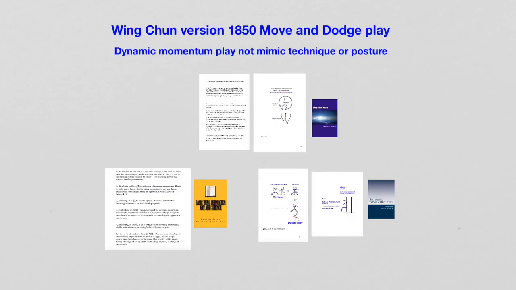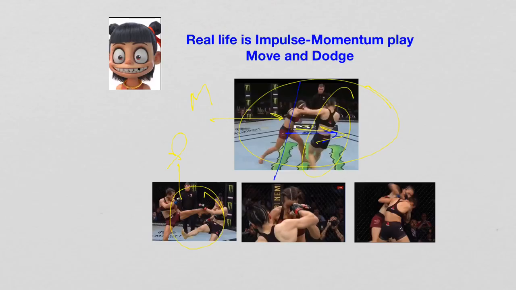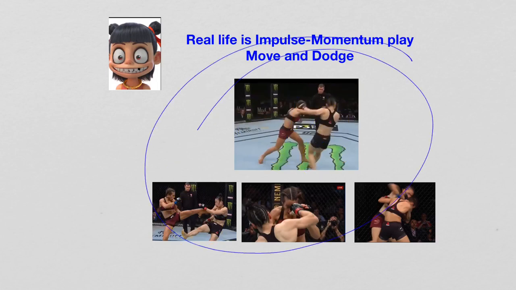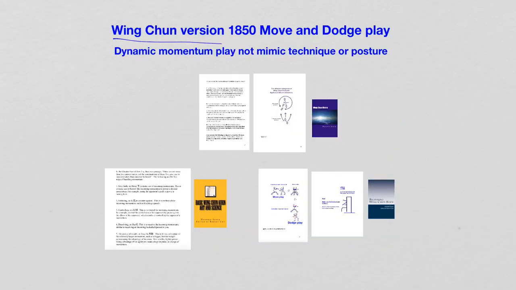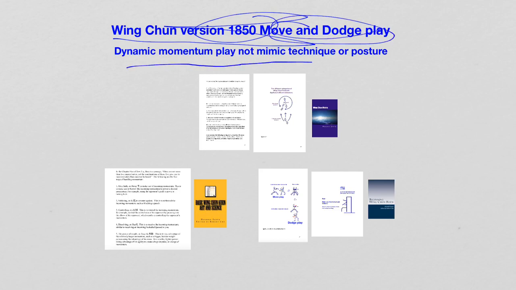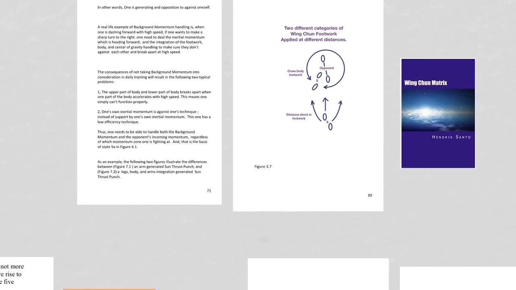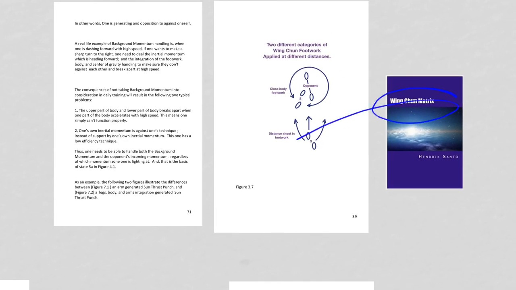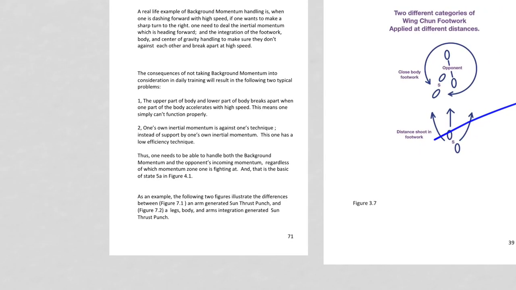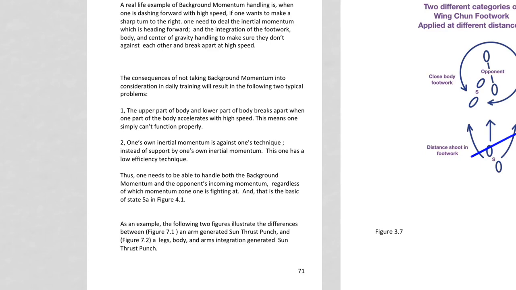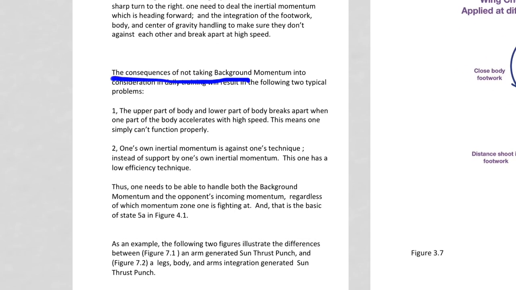So, to be even more clear, in order to play this game, okay, to go into even more detail on playing these games. If you base it on 1850s move and dodge play, dynamic momentum play, not mimic techniques or posture, reality. Based on this reality, based on dynamic momentum play, not mimic technique or posture reality, guess what you should do? Okay, so this is from the Wing Chun Matrix book. You see, one needs to, you can read here, the consequence of not taking background momentum into consideration.